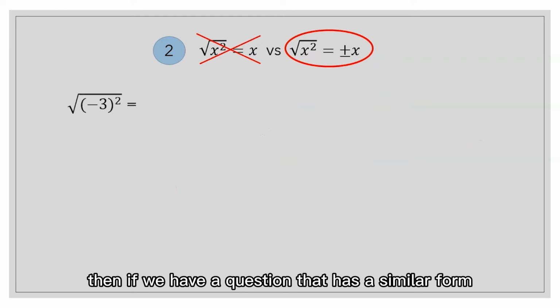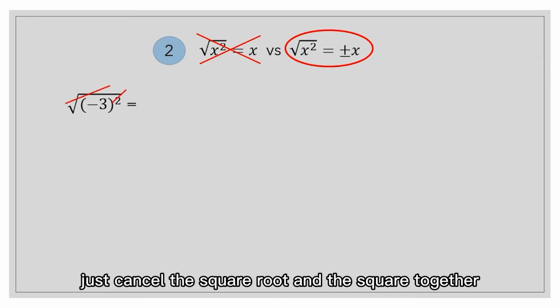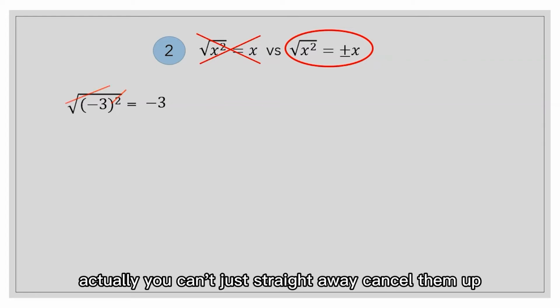Then if we have a question that has a similar form like question 2, where square root is at the outside and square is at the inside, how would you solve this? Some students might be thinking, just cancel the square root and the square together to get the answer as negative 3. Here comes an important thing. Many people do this wrongly. Actually, you can't just straight away cancel them.